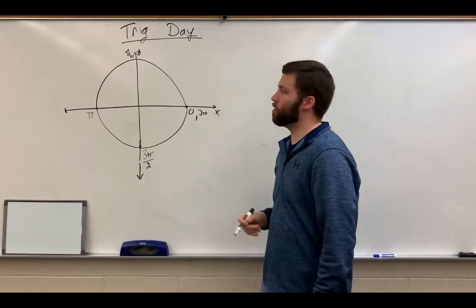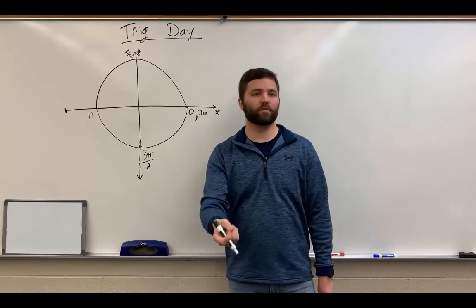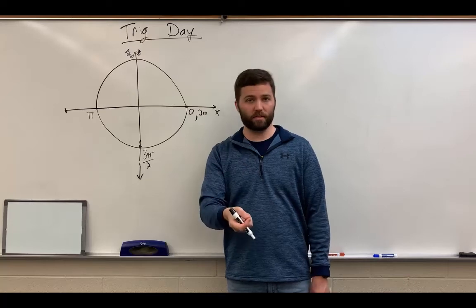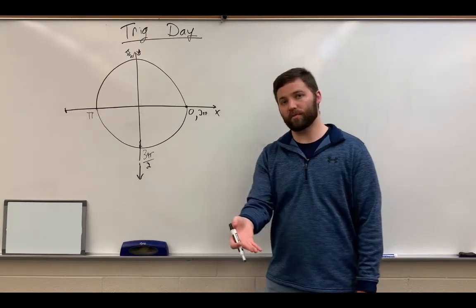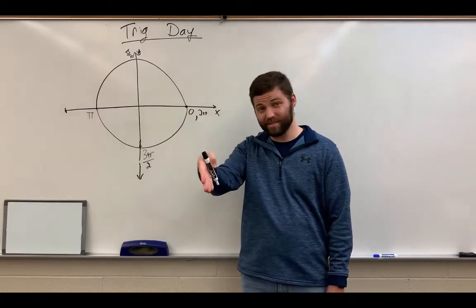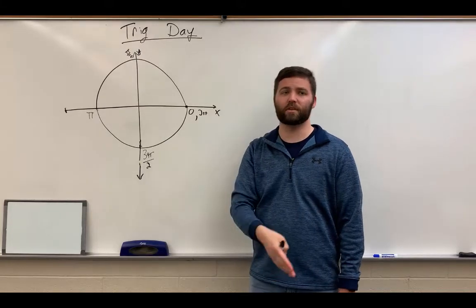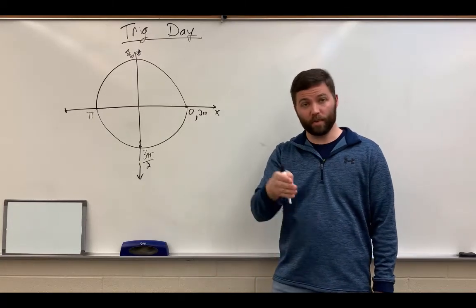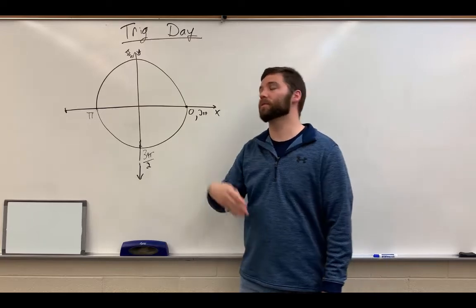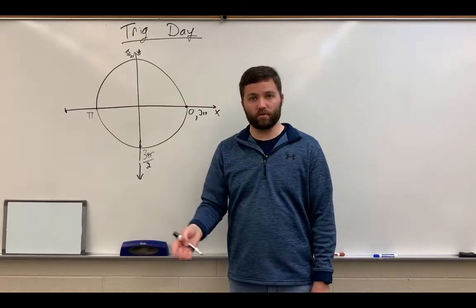As long as you know that pi over 3 is 60 degrees, for example, then you know that 2 pi over 3, that's 2 pi over 3's, is 2 times 60, which is 120, or 4 pi over 3's. 4 pi over 3 is 4 times 60, which is 240 degrees.